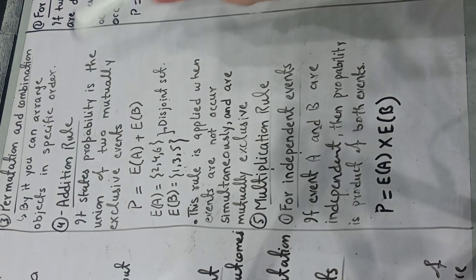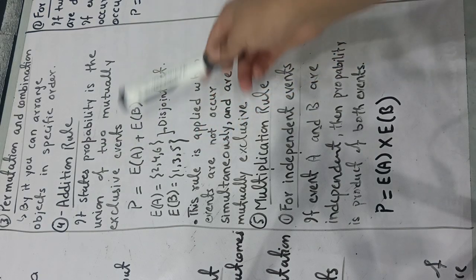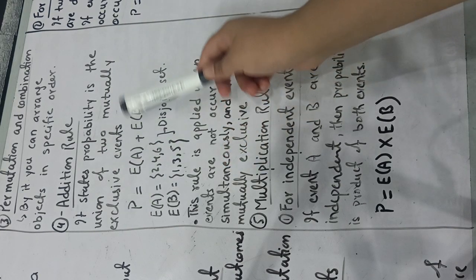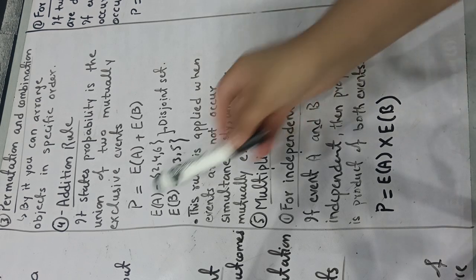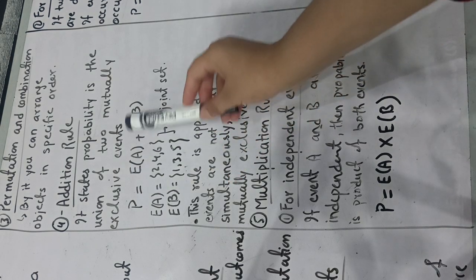Fourth rule is the addition rule. It states the probability of the union of two mutually exclusive events. Two mutually exclusive events, we have explained it in the previous lecture, are events which do not occur simultaneously, meaning at the same time. So they have nothing in common. So the addition rule is: probability equals event A plus event B.